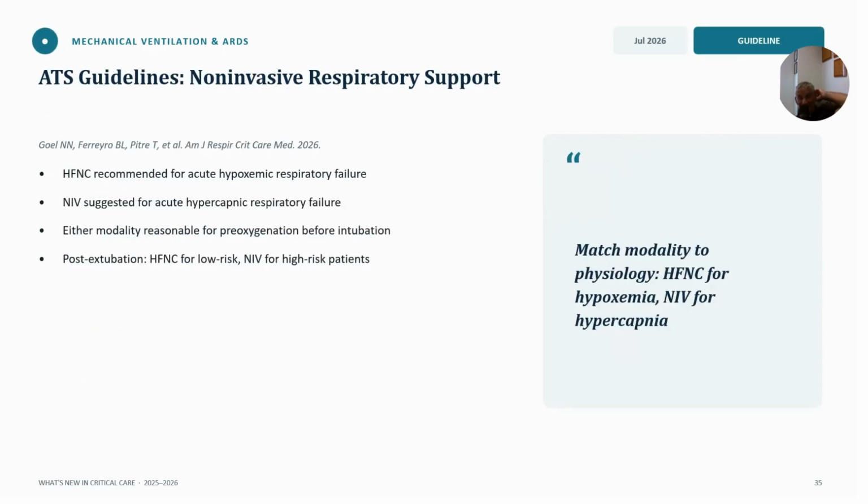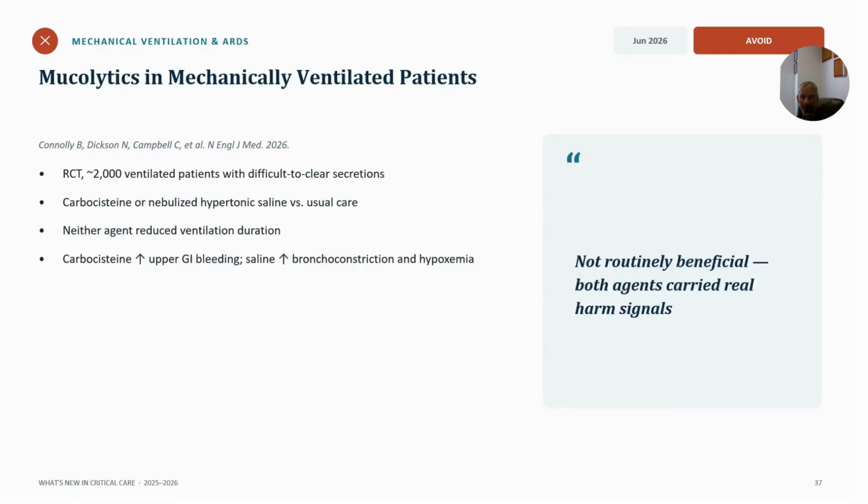The ATS guidelines on non-invasive respiratory support was published also in the Blue Journal. High flow nasal cannula recommended for acute hypoxemic respiratory failure, and IV suggested for acute hypercapnic respiratory failure, either modality reasonable for pre-oxygenation before intubation. So usually we think high flow nasal cannula for hypoxemia and non-invasive ventilator BiPAP for hypercapnia.